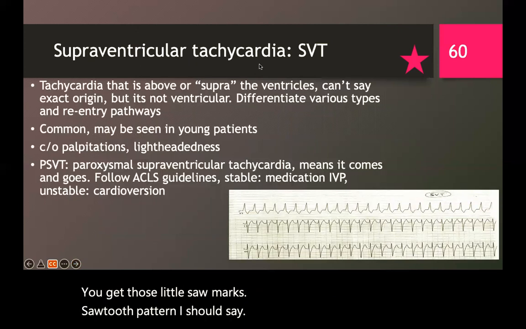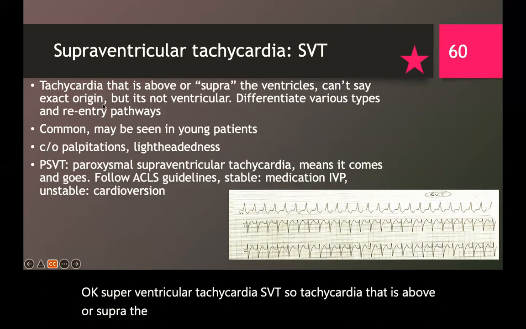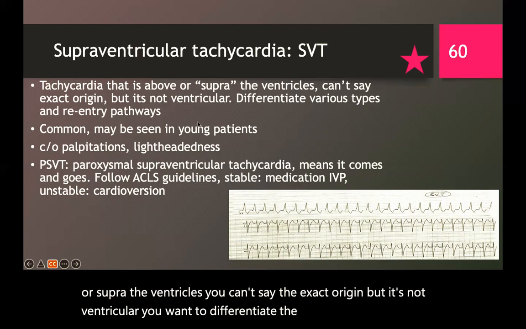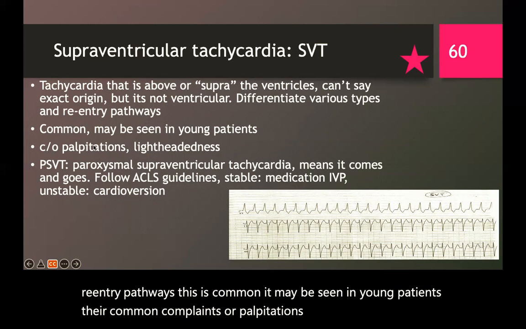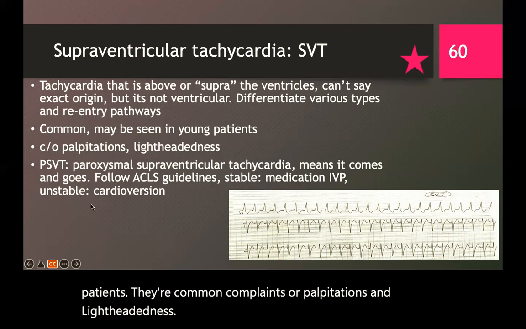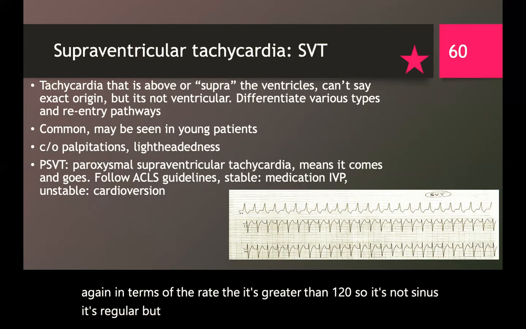Okay, supraventricular tachycardia, SVT. So tachycardia that is above or supra the ventricles. You can't say the exact origin, but it's not ventricular. You want to differentiate the various types and the reentry pathways. This is common. It may be seen in young patients. Their common complaints are palpitations and lightheadedness. Again, in terms of the rate, it's greater than 120, so it's not sinus. It's regular, but still tachycardia because it's coming from above the ventricles, hence supraventricular.